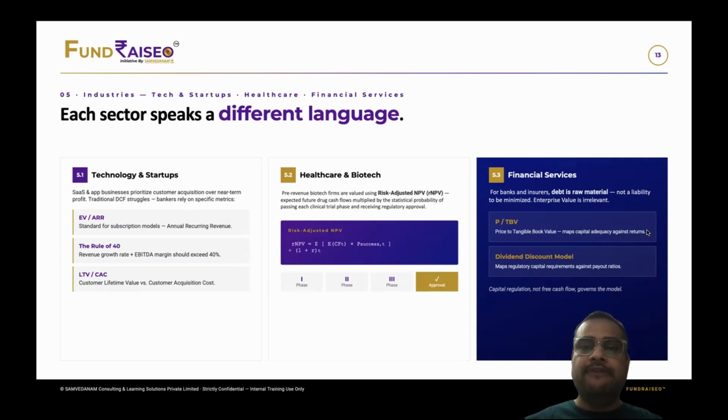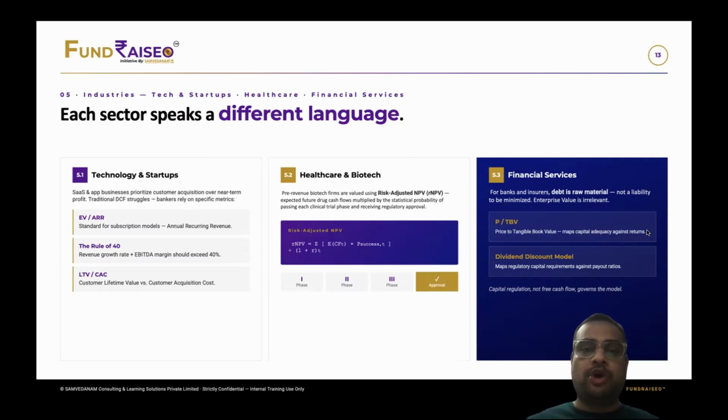Another one is your LTV by CAC. Now, LTV stands for customer lifetime value, right? So how much revenue you are able to generate from a customer over the life of that customer, that means till the time the customer remains on the platform, versus the customer acquisition cost. So the cost of acquiring that particular customer becomes another important metric to understand for such technology startups.